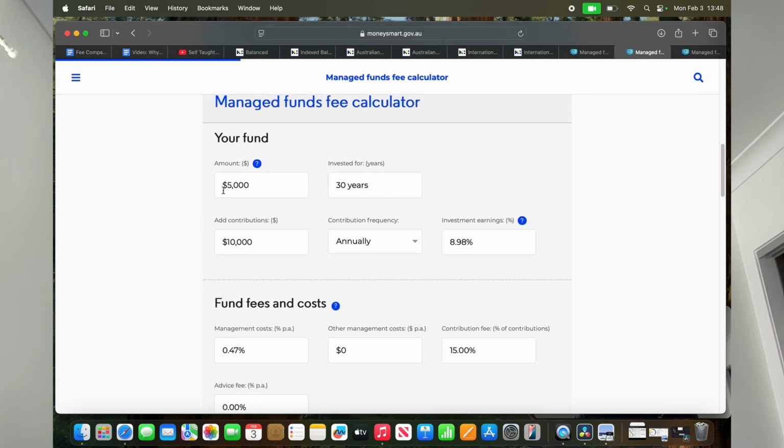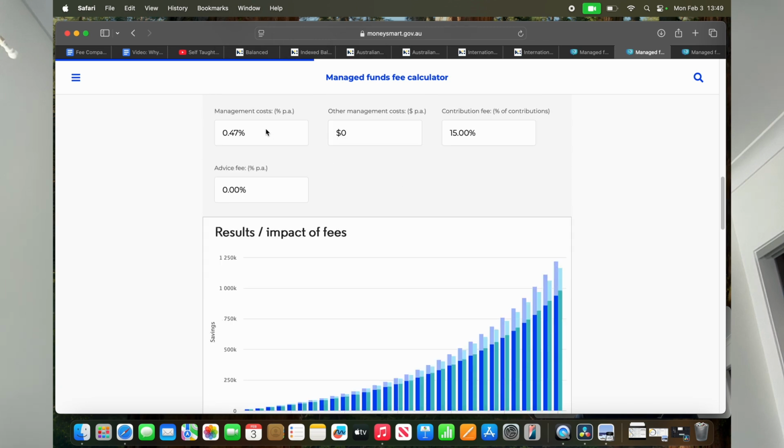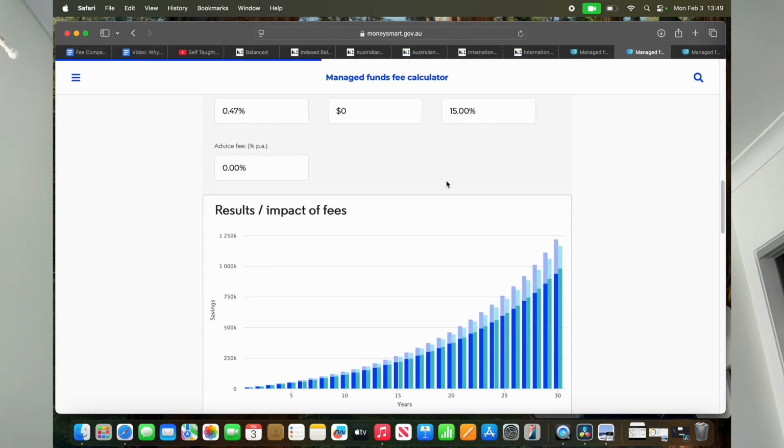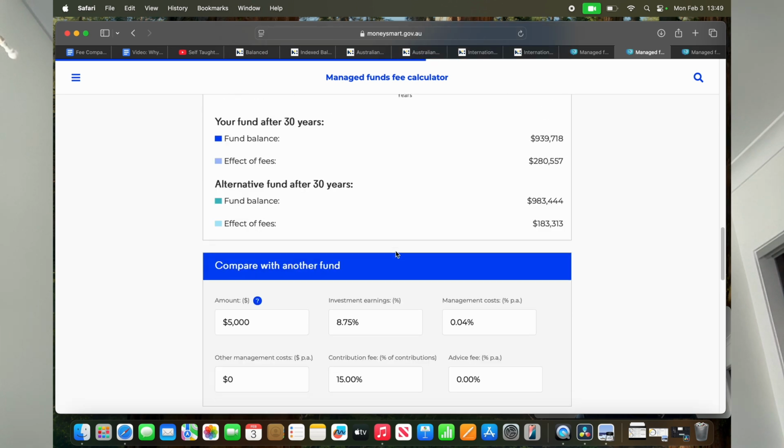So we have an amount of $5,000, 30 years, we have $10,000 in contributions, and 8.98% for our Australian shares. This is our actively managed account or actively managed fund. And you're going to see a management cost of 0.47% and our 15% tax. Now we're going to be comparing to the index option. Again, 5,000 initial, 8.75% for our returns, and then a management cost of 0.04% and our 15% tax.